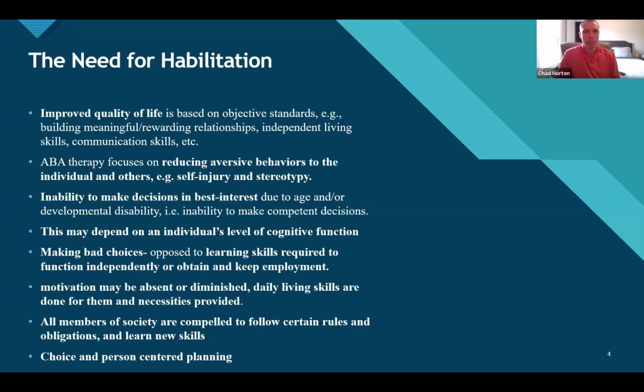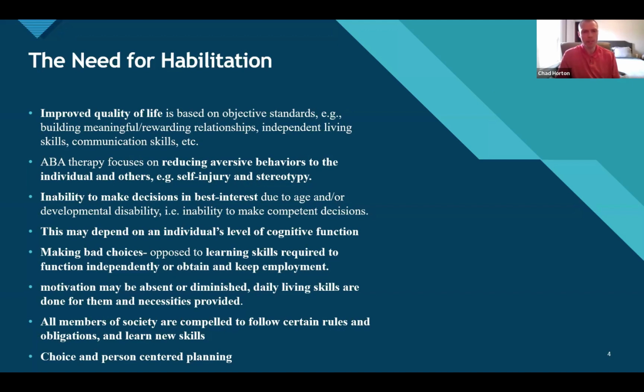Hello, I will be presenting the case and the main points for the position of the need for habilitation. So I'll be going over the main points of that position. So first of all, I'd like to talk about improved quality of life.